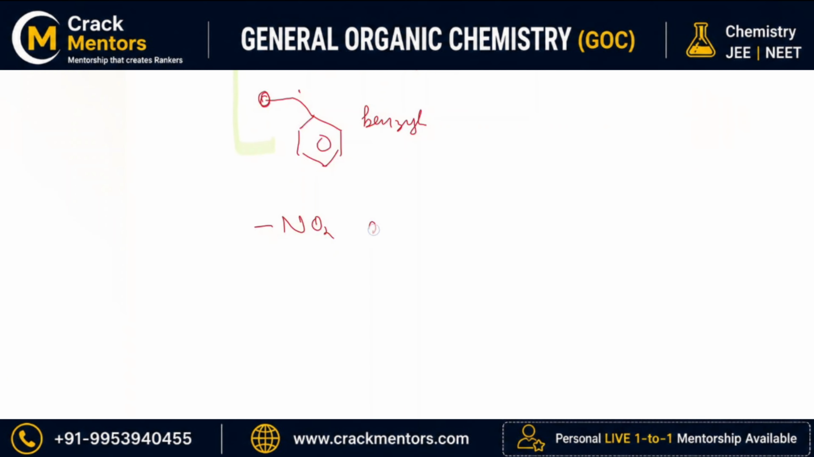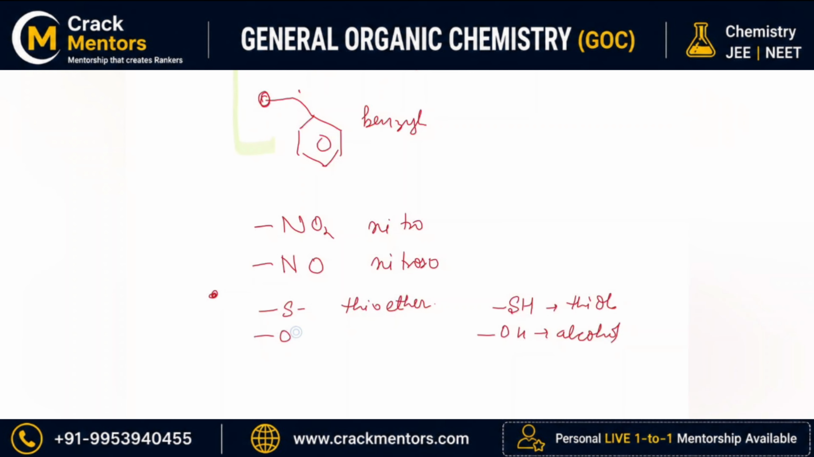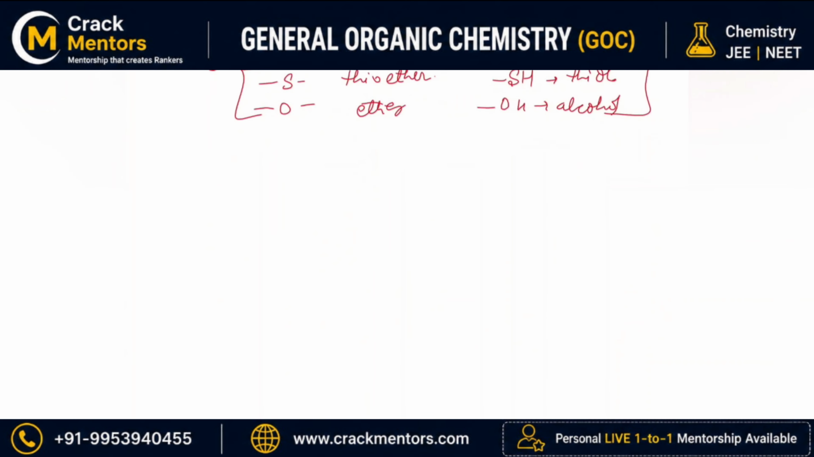Then comes NO2, that is nitro. Then comes NO, that is nitroso. Then comes our S, that is thioether. The point to note here is this is thioether, right? And which we have earlier read, that is SH, so it is actually thiol. Okay, as OH is alcohol and O is ether. So these are just differentiating points, right? Next comes our X, that is halide. X can be fluorine, chlorine, bromine, iodine.